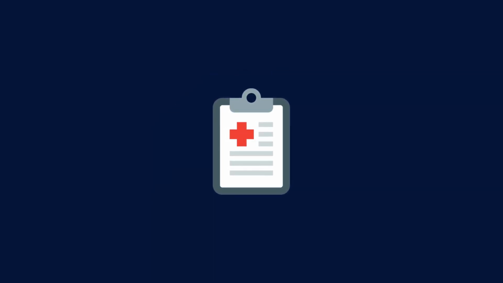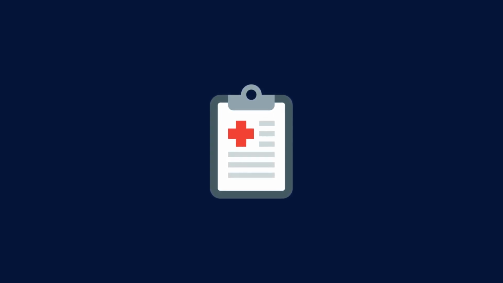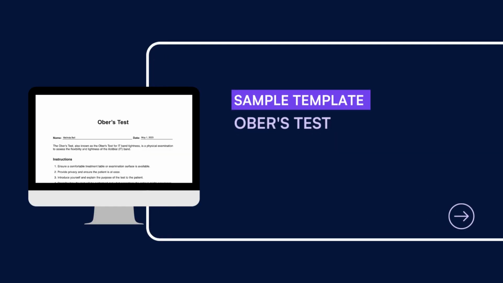Use the data from the Ober's test to make a diagnosis, develop an appropriate treatment plan, and track progress as needed. It may also be helpful to compare results with other tests, such as the Thomas test, which assesses hip flexor tightness. Here's a sample of our Ober's test, which you can find on our Carepatron platform.